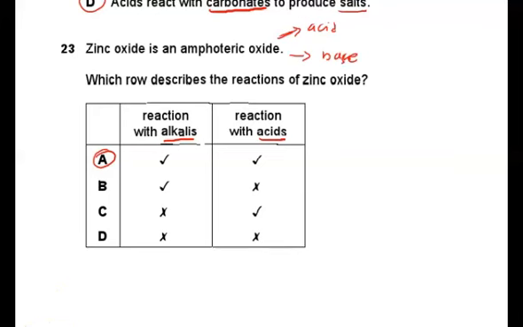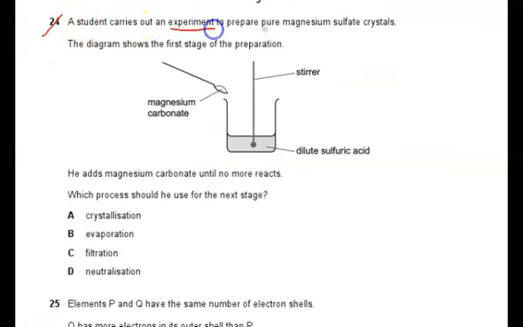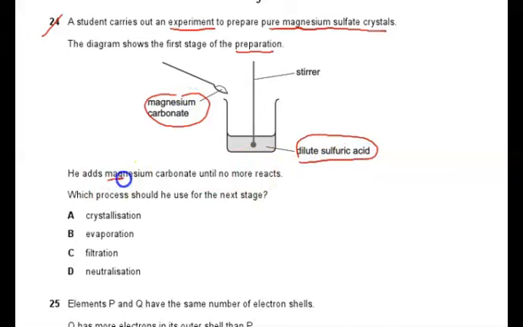Okay, now we move to question number 24. A student carries out an experiment to prepare pure magnesium sulfate crystals. The diagram shows the first stage of preparation, magnesium carbonate and also sulfuric acid. He added magnesium carbonate until no more reacts. Which process should he use for the next stage? Since he adds magnesium carbonate until no more reacts, it means this one will be in excess. So we have to filter this one first. So the filtration process will take place in the next stage.